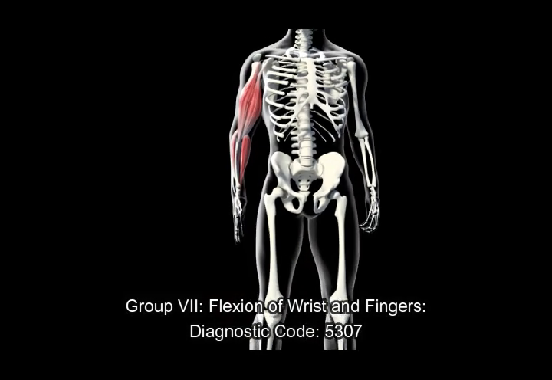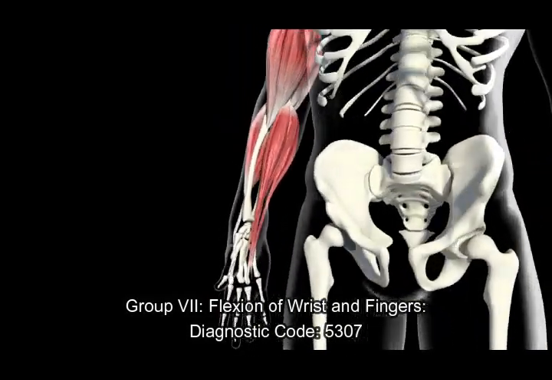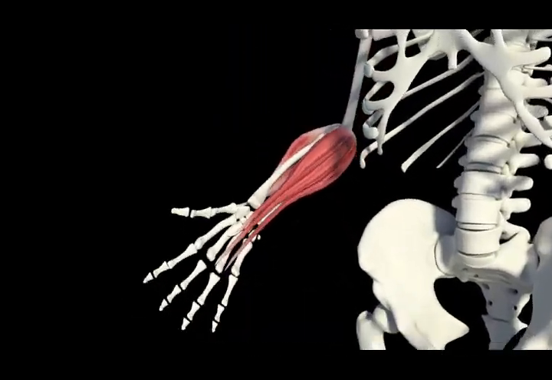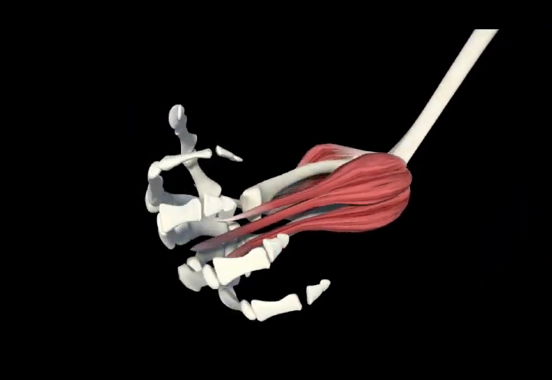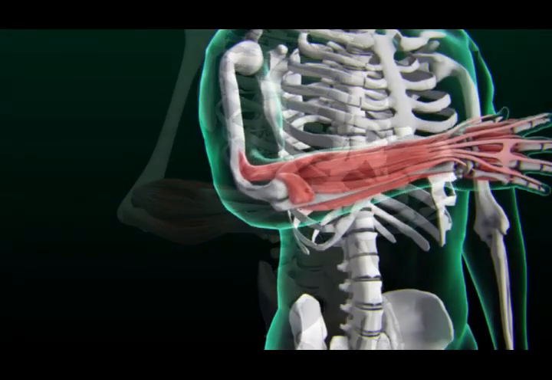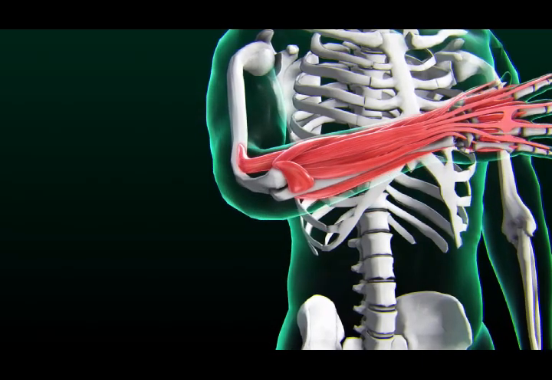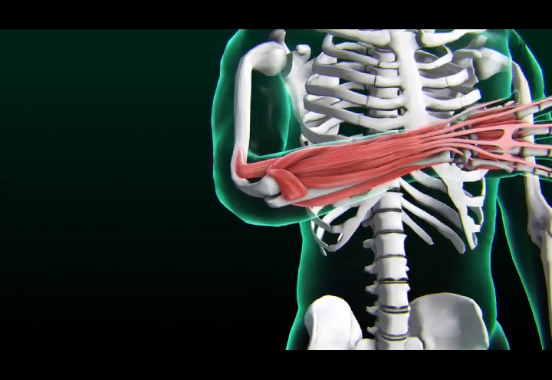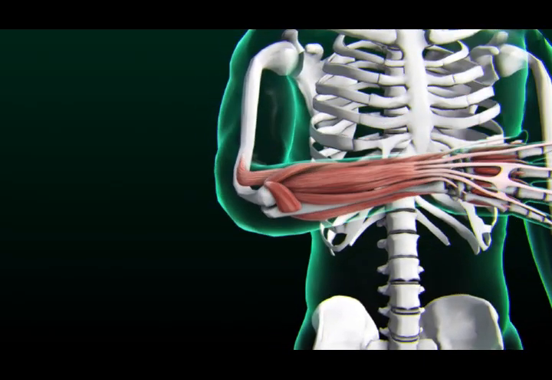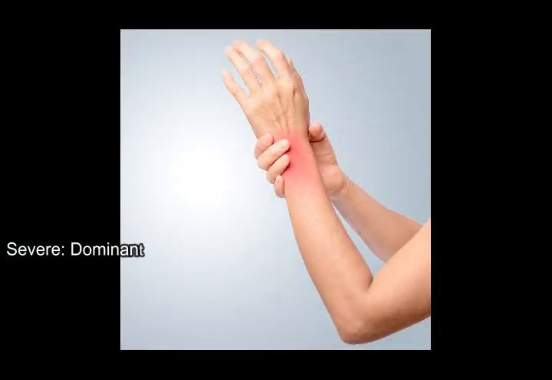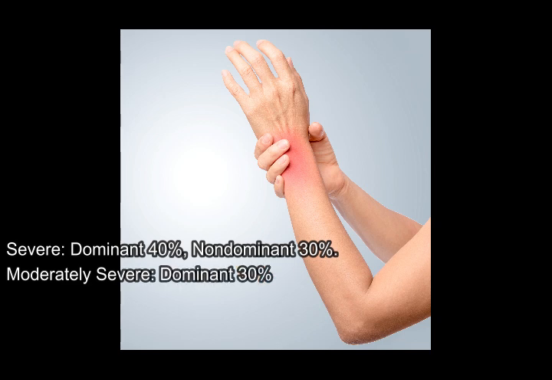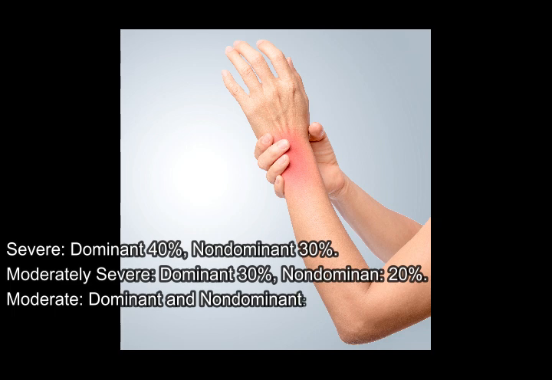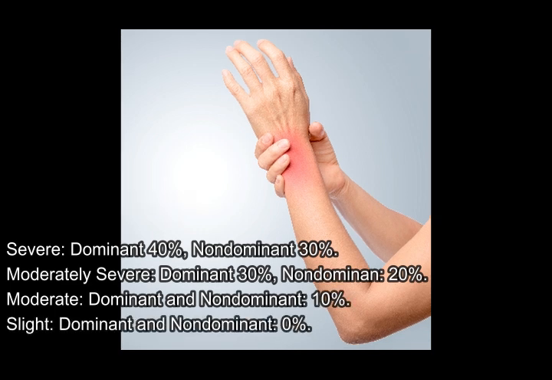Group 7, flexion of wrist and fingers. Diagnostic code 5307. This group involves the muscles responsible for the flexion of the wrist and fingers, including the muscles arising from the internal condyle of the humerus, such as the flexors of the carpus, long flexors of the fingers and thumb, and the pronator. Severe: dominant 40%, non-dominant 30%. Moderately severe: dominant 30%, non-dominant 20%. Moderate: dominant and non-dominant 10%. Slight: dominant and non-dominant 0%.